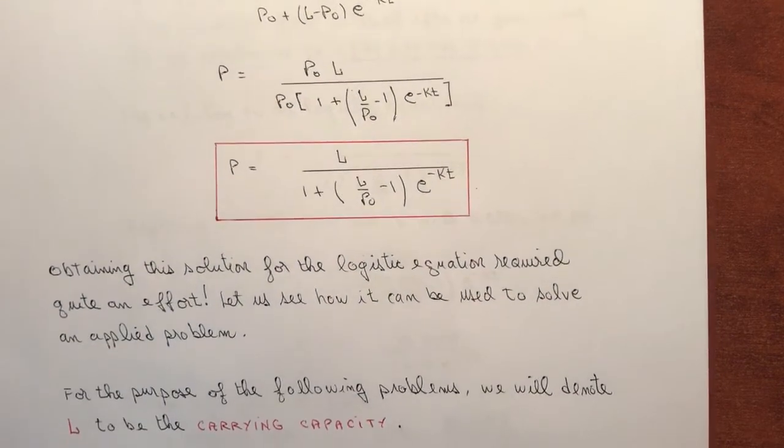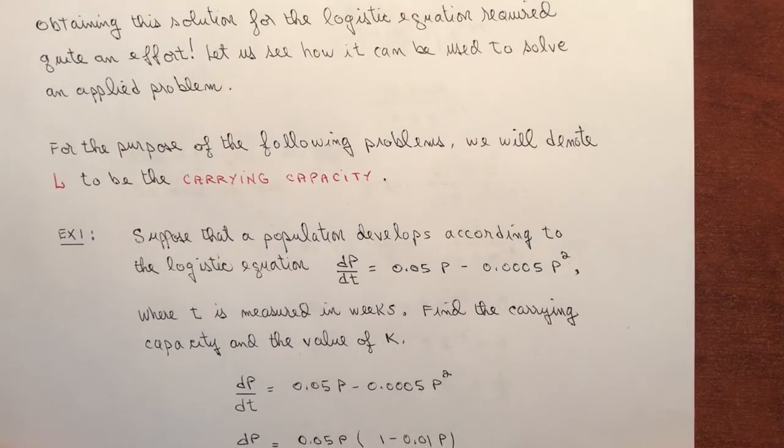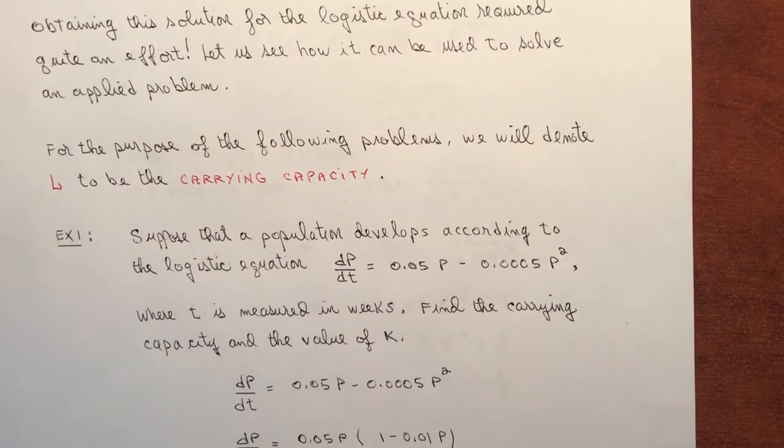So that was actually quite an interesting exercise in terms of algebra. Let's see how we can put that in practice with applied problems. For the purpose of the following problems, we will denote L to be the carrying capacity. Suppose that a population develops according to the logistic equation dP over dt is equal to 0.05 P minus 0.0005 P squared, where t is measured in weeks. Find the carrying capacity and the value of k.